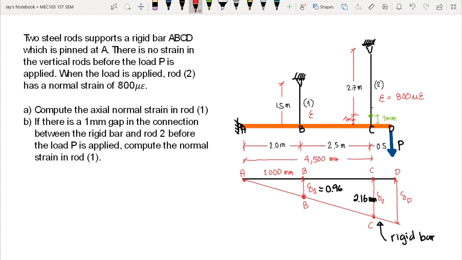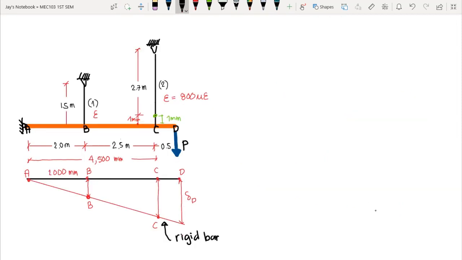So we need to compute the normal strain in rod 1. Same question, the only difference is that we have a 1 millimeter gap at point C. So in this case, the same procedure, we need to compute the deformation of rod 2. We still have the formula: the strain is equal to the deformation over the length. The strain is 800 micro, times 10 raised to negative 6, equals the deformation over the length, which we know is 2,700. So we have the same answer as the first one, 2.16 millimeters.